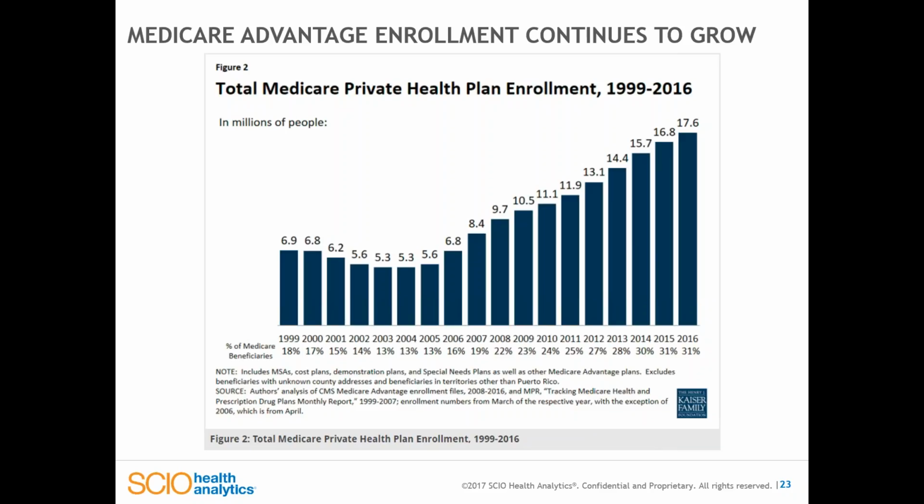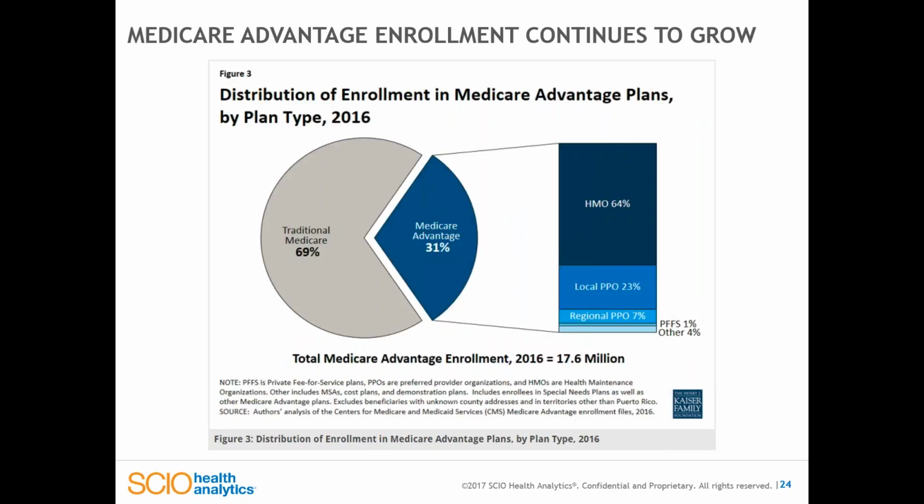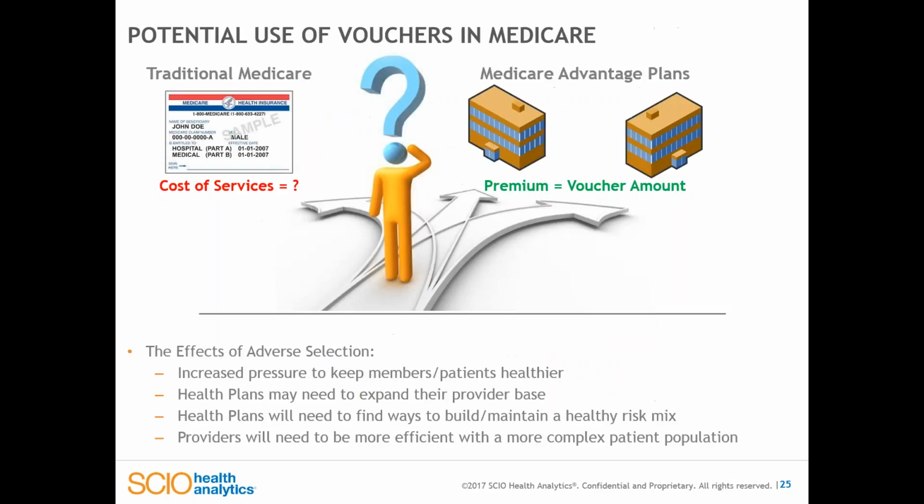And one thing that is interesting to note, as we look at the distribution of enrollment in Medicare Advantage plans, there's 69% in traditional Medicare, 31%, the bulk of that being HMO. This is how it breaks out, but there's higher coverage in the area with the predictable expenditure of the traditional HMO. And what does this imply for enrollment as we move forward into what may be uncharted territory? Let's take a look at what we think that might do as we move forward into a potential use of vouchers.